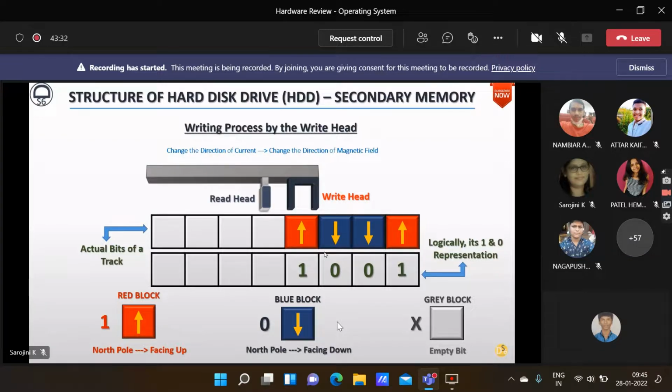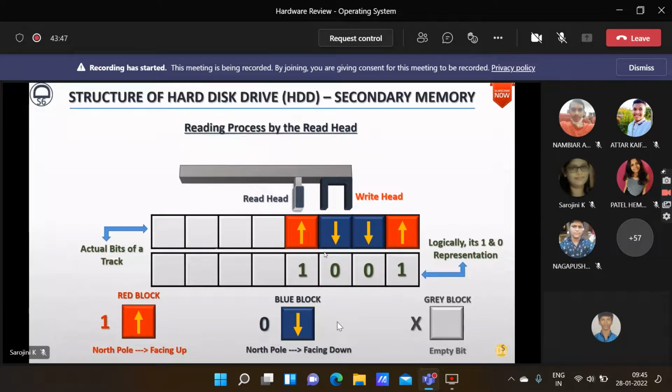Therefore, I guess you have understood the process of writing by the write head. Next, the reading process. Once written, the bits can be read by the read head, which senses the direction of the magnetic field as it goes over the written bit. Now, let's check the reading process by the read head of the read-write head assembly.